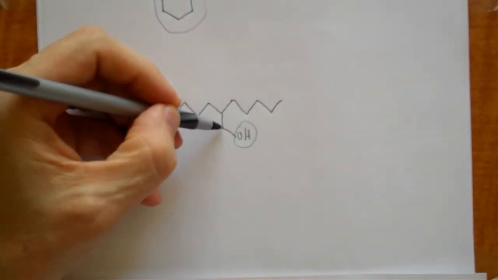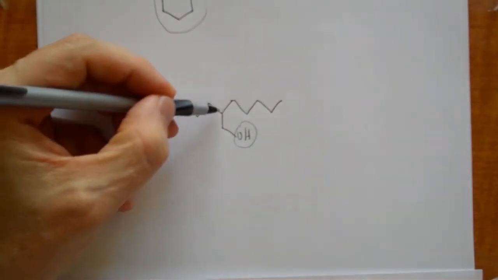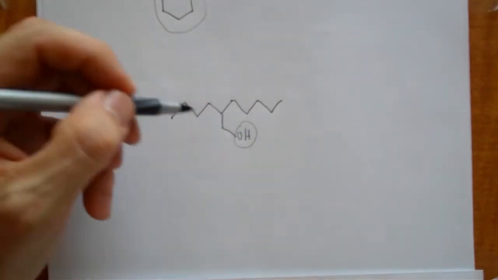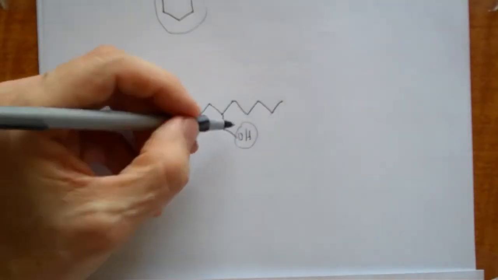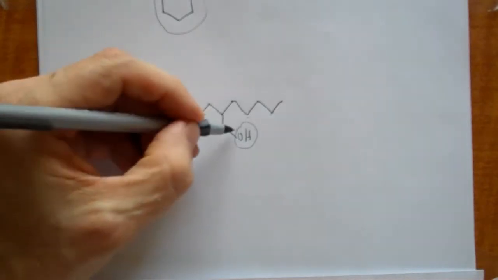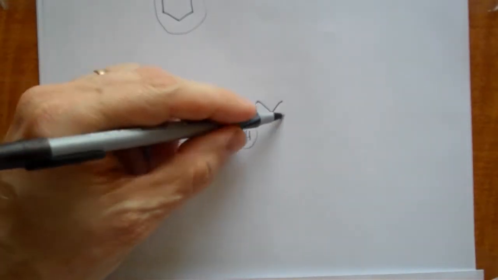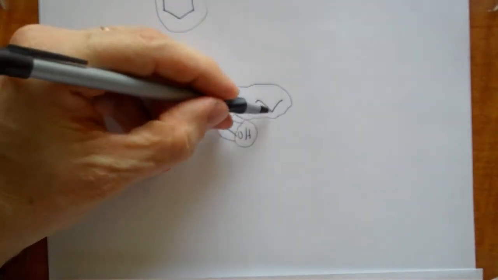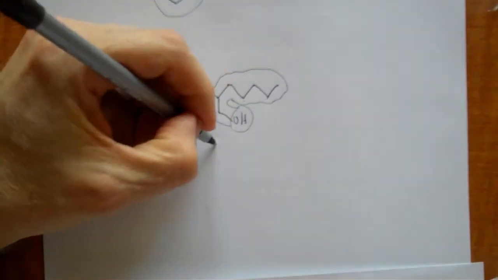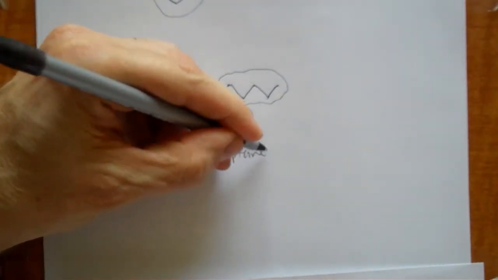Okay? Now we've got to say 1. You can't say 1, 2, 3, 4, 5, 6, 7, 8, 9, 10 because that doesn't have the principal functional group in it. This does. 1, 2, 3, 4, 5, 6, 7, or 1, 2, 3, 4, 5, 6. So here is the longest continuous carbon chain with the principal functional group in it. 1, 2, 3, 4, 5, 6, 7. So this is heptane.